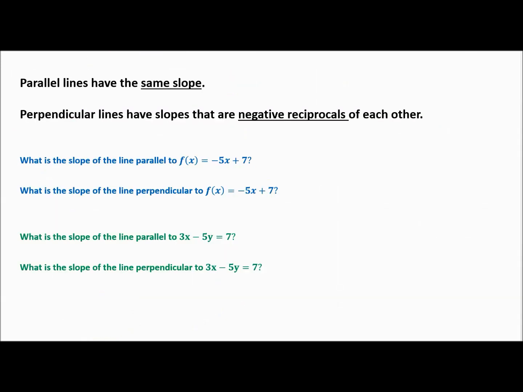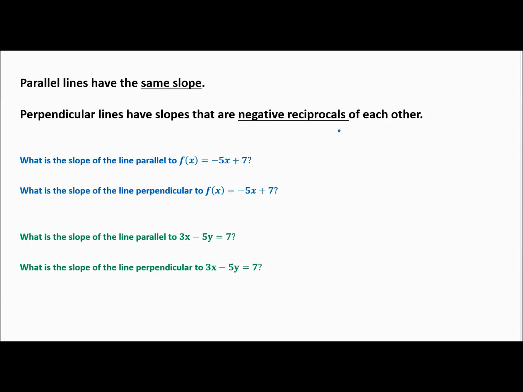All right, so to summarize that idea that we just talked about, parallel lines have the same slope. So we talked about that when we graphed our two separate lines. Perpendicular lines have slopes that are negative reciprocals of each other. I've got a quick couple of examples for you to take a look at, and then we'll stop this video and pick up a third video for this section where we write the equations of parallel and perpendicular lines.